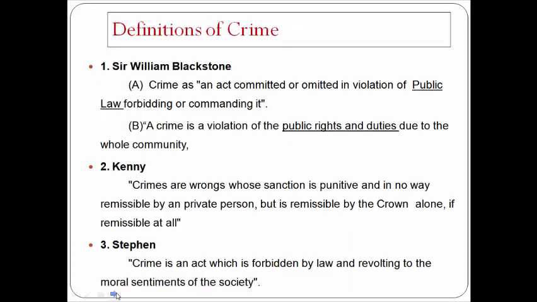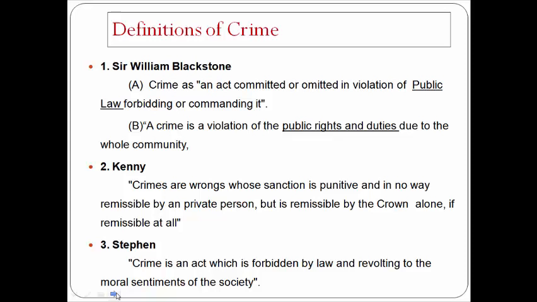It is very difficult to define what exactly is meant by crime. But some of the criminologists have tried to define the concept of crime. We will see some of the definitions given by the criminologists, in which the first definition is given by Sir William Blackstone. According to Sir William Blackstone, crime is an act committed or omitted in violation of public law forbidding or commanding it. If we see the definition given by Sir William Blackstone, it says that crime is an act which is either committed or omitted.